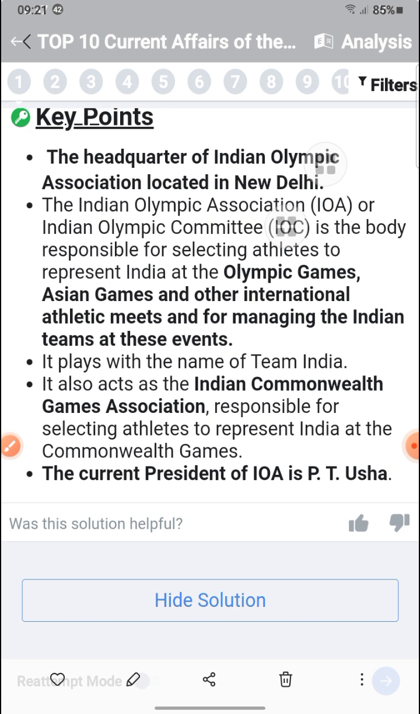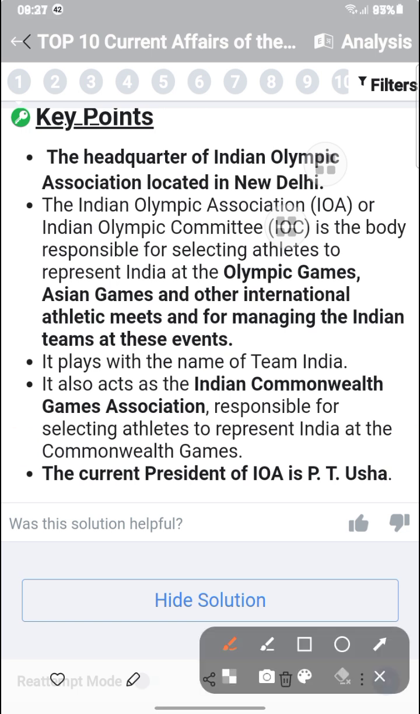The Indian Commonwealth Games Association is responsible for representing India at the Commonwealth Games. Currently the president is PT Usha. So the president of the Indian Olympic Association is PT Usha, my mother's name is also Usha.